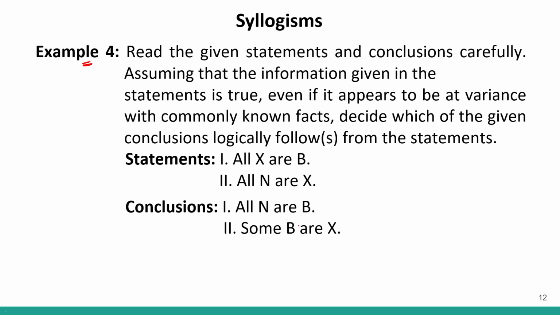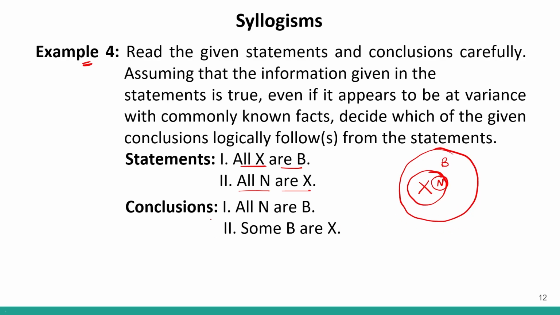Example number 4 says there are two statements, two conclusions. Let us look at them. All x are b. So it can be represented like this. All x are a part of b. So b will come over here. All x are b. Correct? All n are x. That means there will be a subset over here that will have n. So all n are part of x. This will be my diagram.